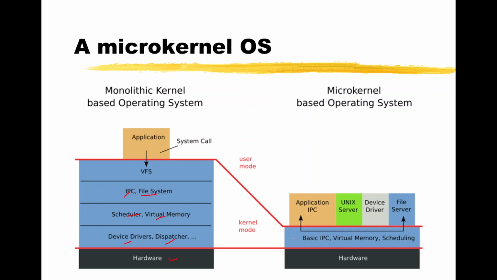Whereas here, when you come to this, you see the kernel is so small. Just basic inter-process communication, virtual memory, and scheduling is handled. Just 3 things. Then the device driver is handed over to the user. So at user mode, you can call your devices. You can create files and folders at user mode. Even the Unix server and that. Then application processes can communicate with each other at user mode. So once you are installing the system, the main kernel is very small. That is how a microkernel-based operating system operates.